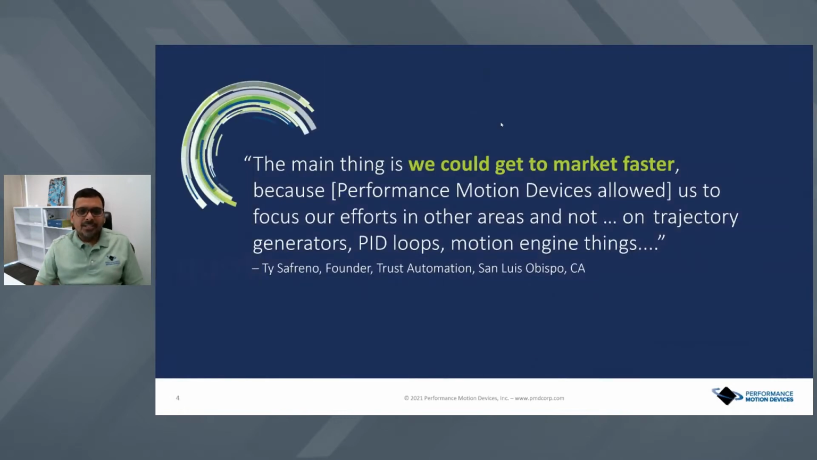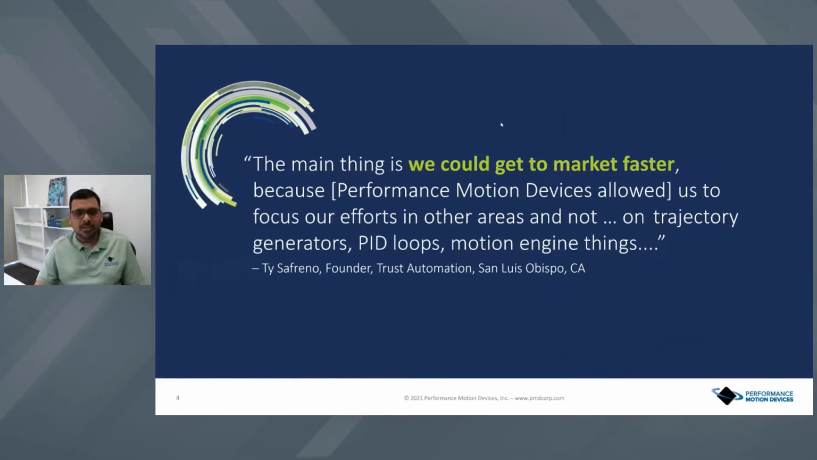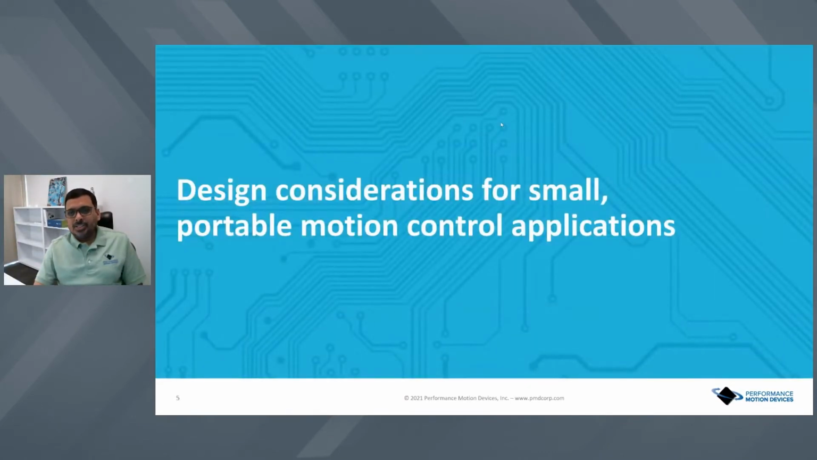So this is just a quote from one of our customers, Chai, a founder from Trust Automation. His point was, the main thing is we could get to market faster because it helped them focus on the areas that they are good at. And they were able to leverage a lot of the advanced motion control stuff that comes with our C-Motion and the products. So just to dive in deeper, the trend nowadays is small and portable.